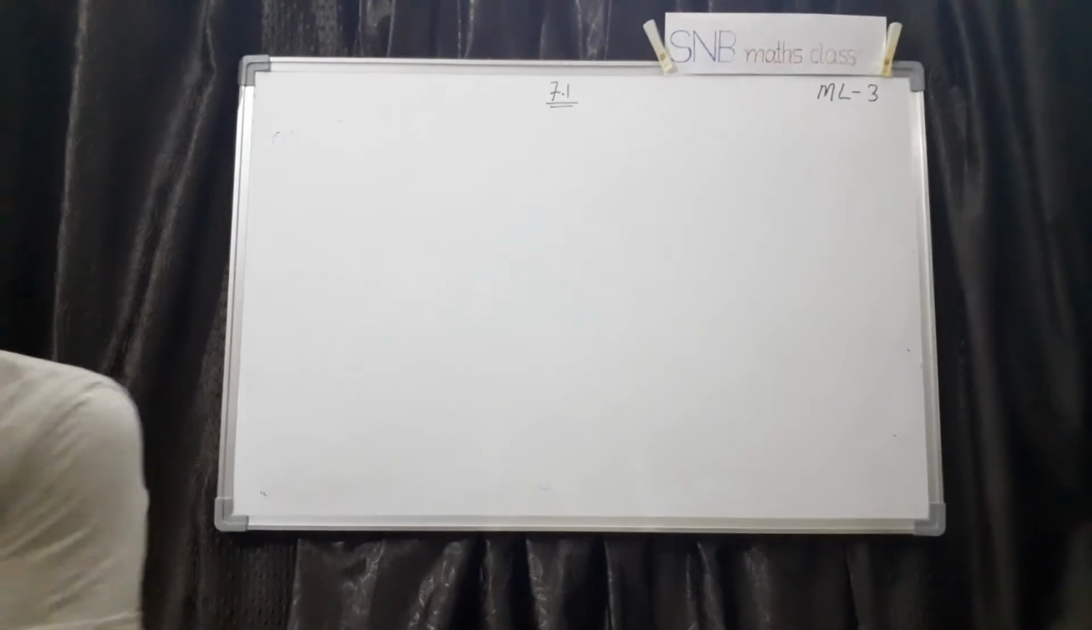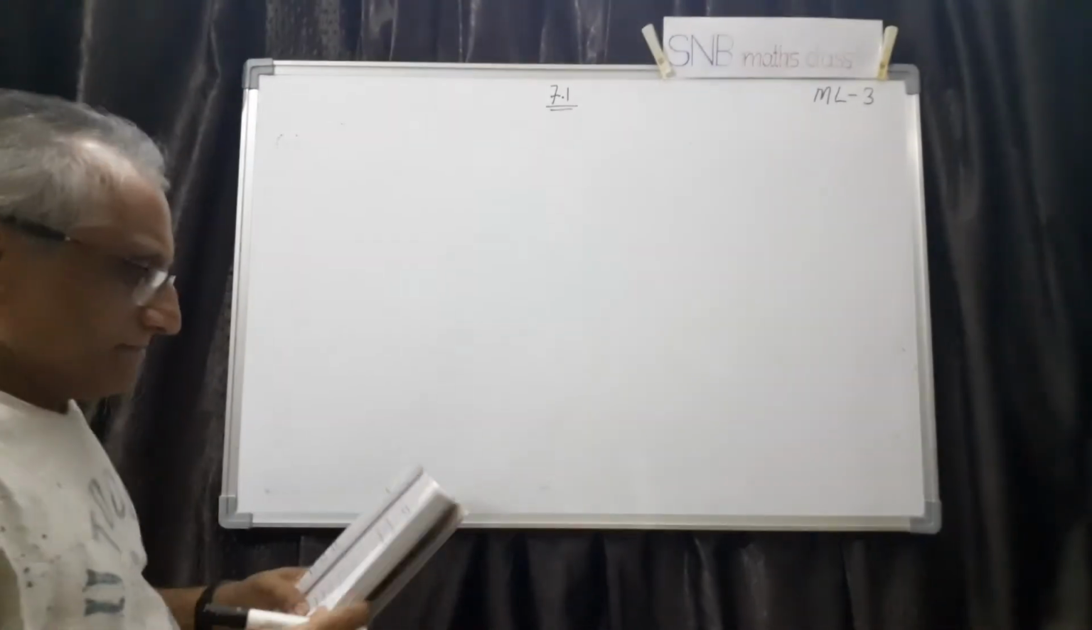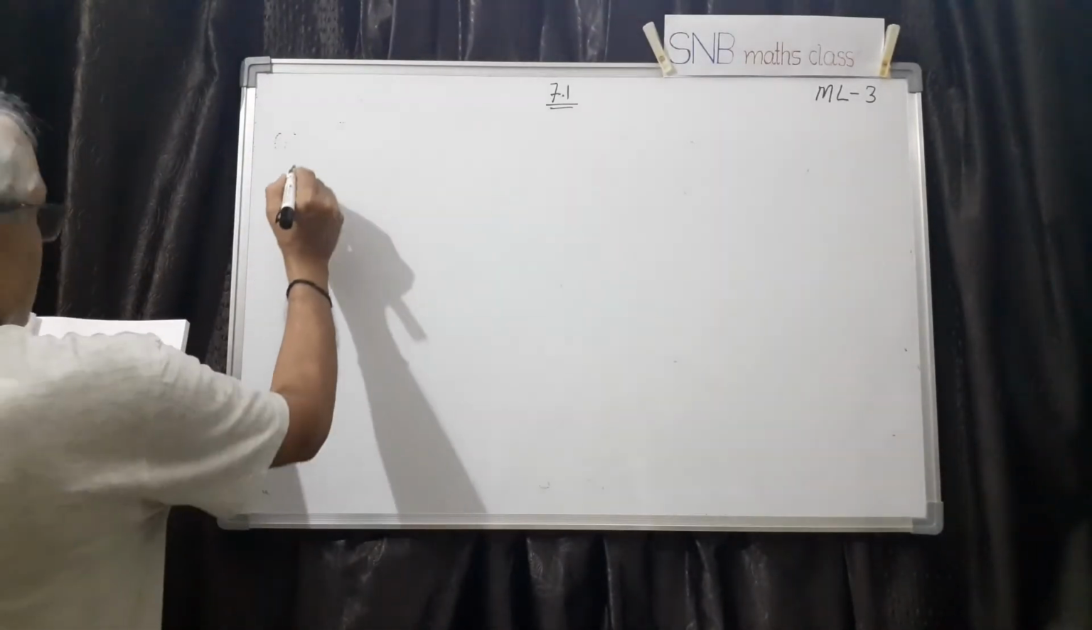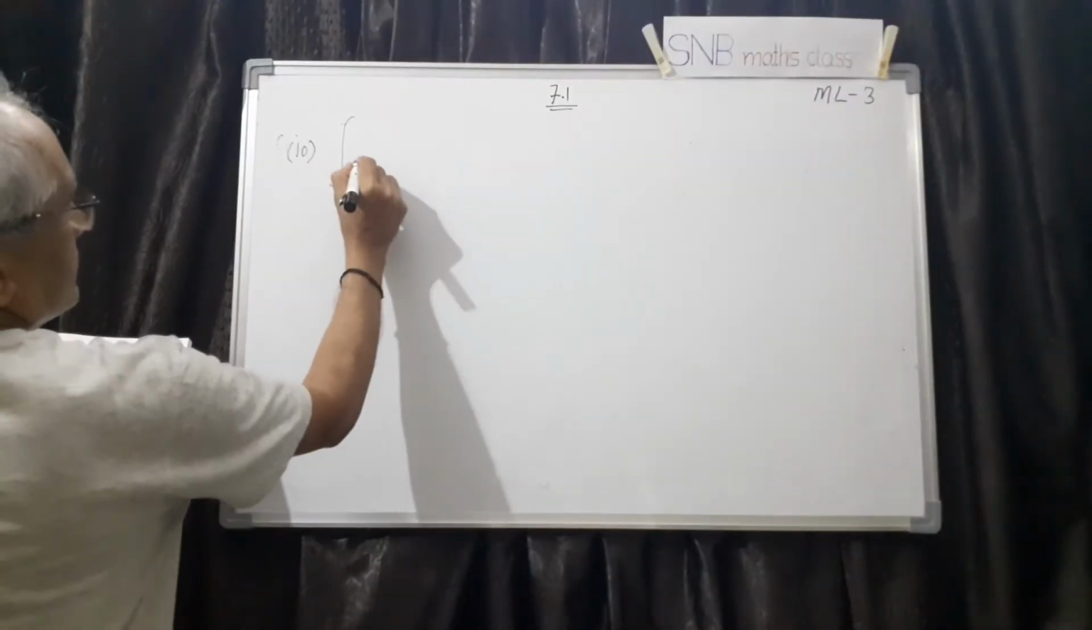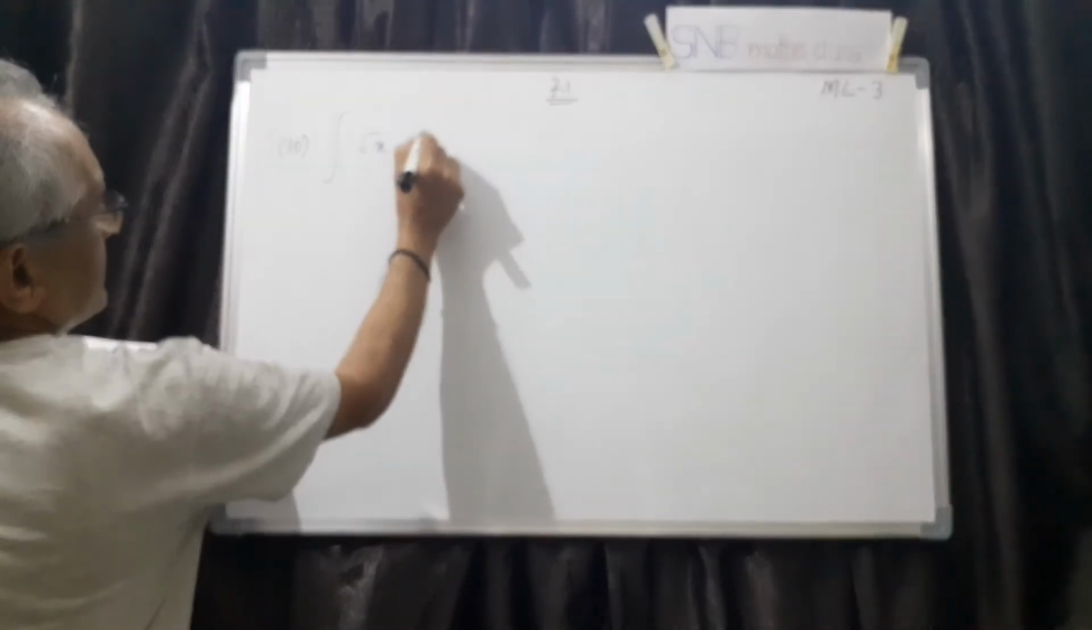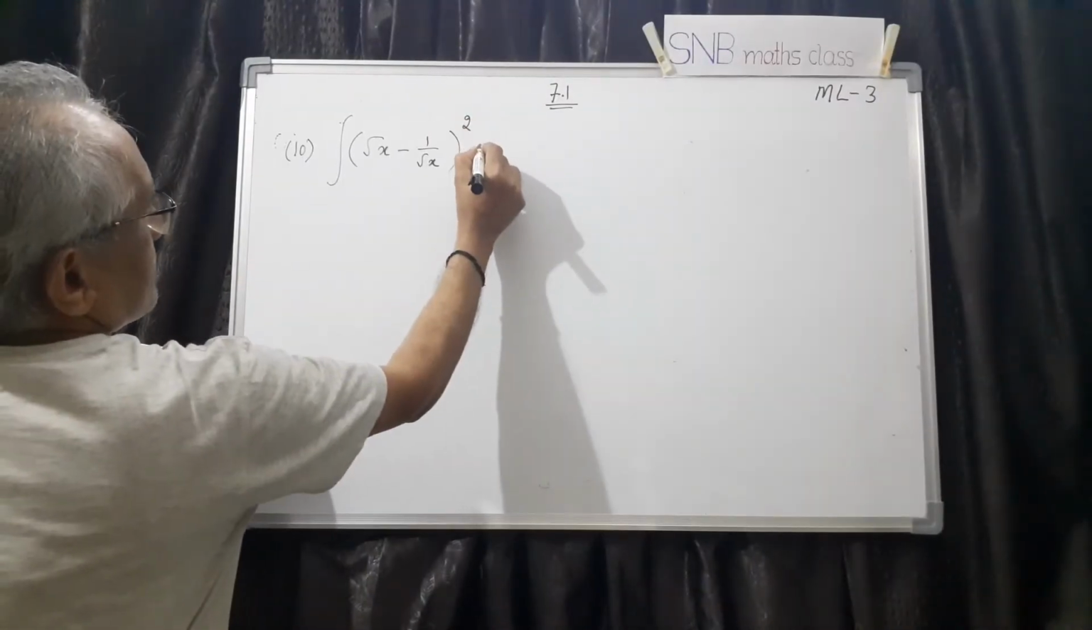Let us take a few more questions. Very simple question, let me leave. Say question number 10 in the exercise. Integrate root x minus 1 by root x, then whole square dx.